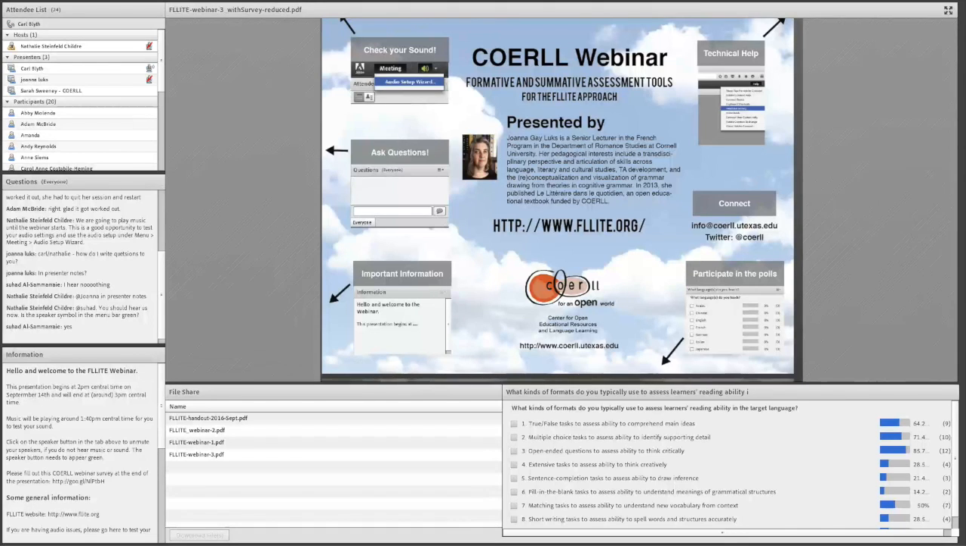Joanna has been thinking a lot about this. So let me just say, Joanna is, as the slide says, the senior lecturer in the French program at the Department of Romance Studies at Cornell University. I've known Joanna for many years. And I think one of the things that is the hallmark of her teaching is an interest in cognitive approaches to language learning and language teaching, cognitive linguistics.